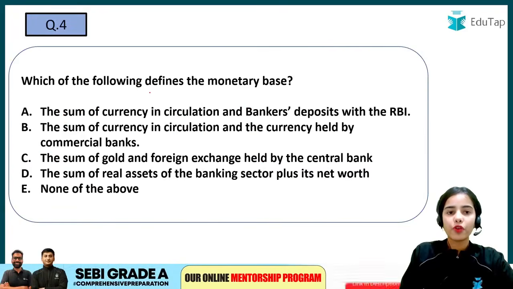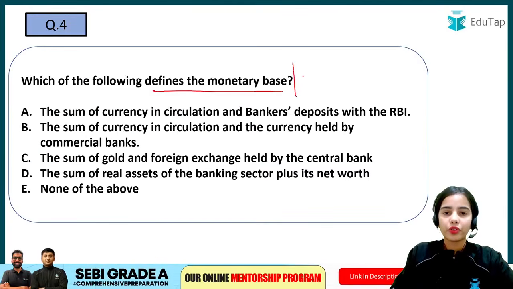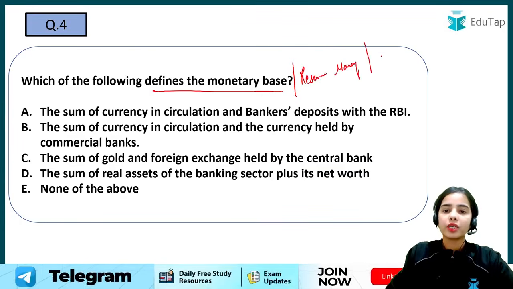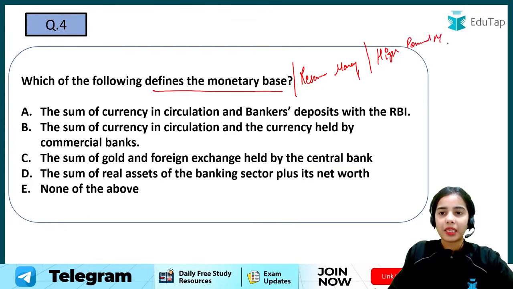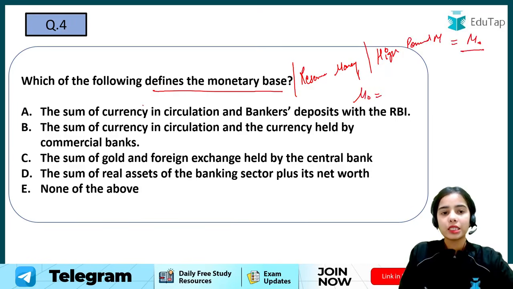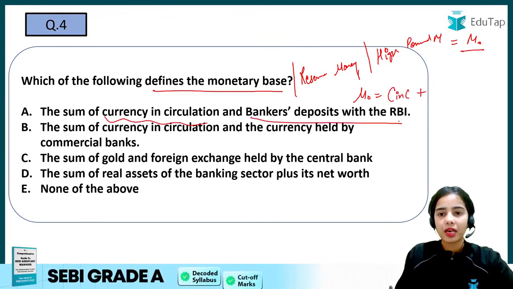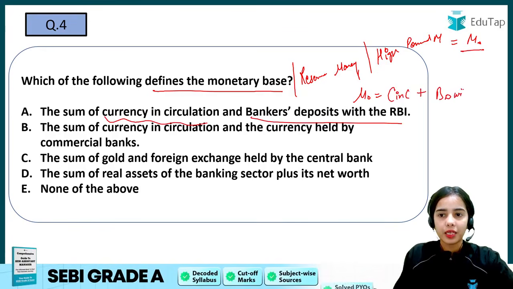Now, which of the following defines the monetary base? See, monetary base is also known as the reserve money or the reserve base, or the high powered money. High powered money is written as M naught. So the formula for M naught is the sum of currency in circulation plus the bankers' deposit with the RBI plus the other deposit with the RBI.